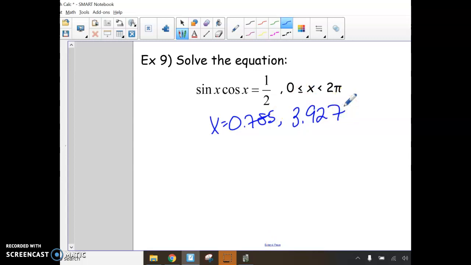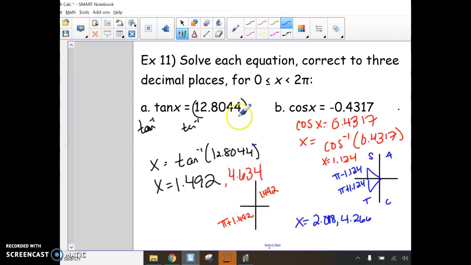Okay, so hopefully I didn't confuse you on any of that using your calculator. Most people are okay graphing. They made most of their mistakes on this type of problem here on their test.